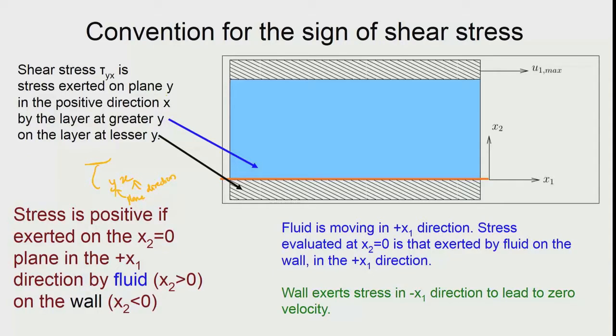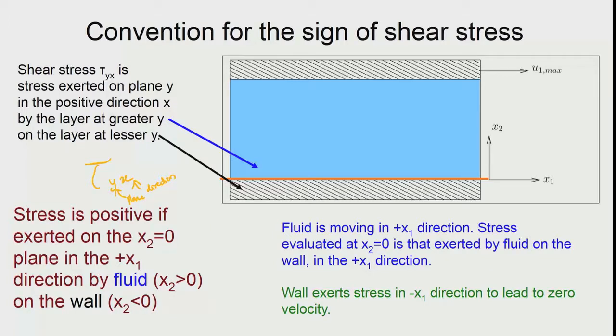So, the tau exerted on a plane y is in the positive direction x, and it is exerted by the layer at a greater y on the layer at a lesser y. So, if that is the case, then the shear stress is positive. In case it is the other way, then it becomes negative. Okay. So, this is the convention by which the mathematical way it comes out when we substitute different values of x or y as the case may be, it will all come to be the same convention, because we are using the same expression for the Newton's law.